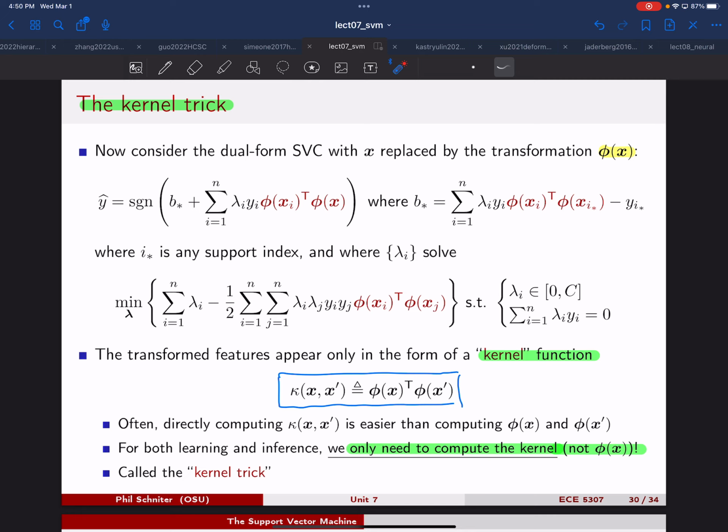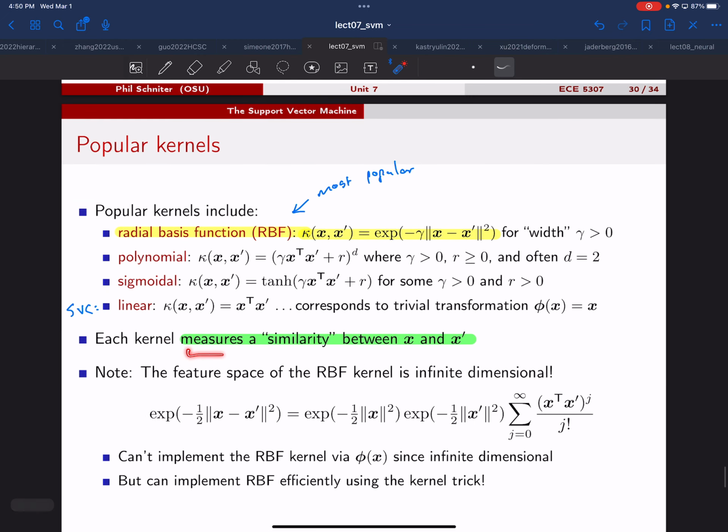But I'm saying in terms of the interpretation, in all cases, the kernel is going to be measuring some sort of similarity between the two x's it's given.